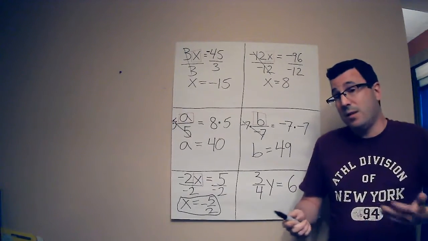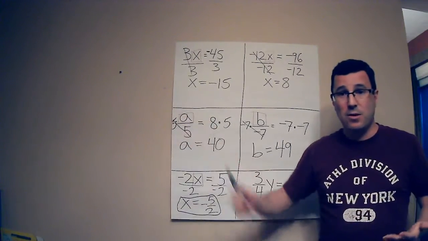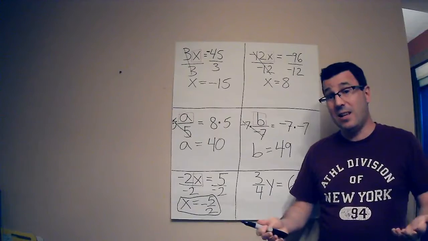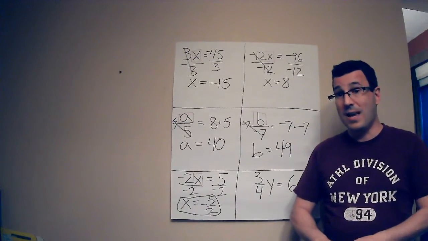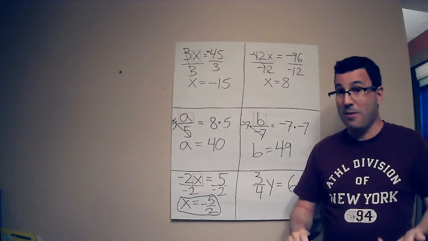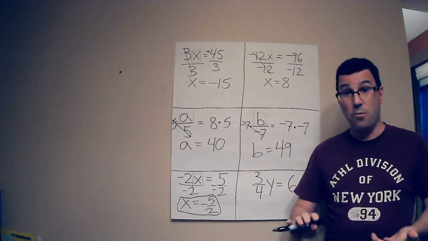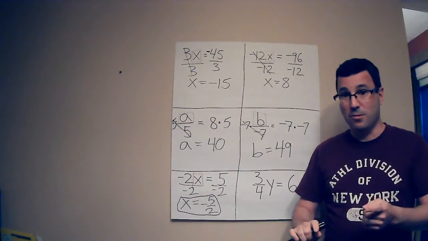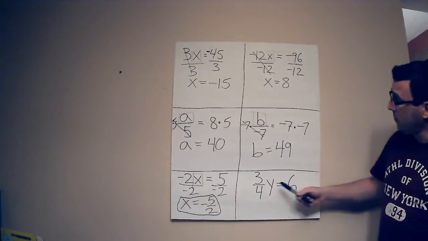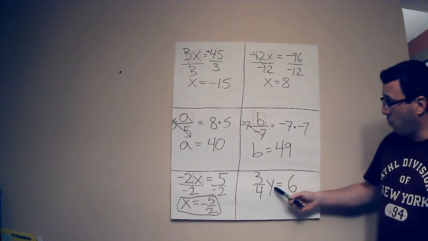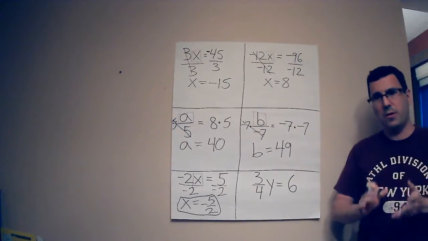Okay? But sometimes when you divide, it's not going to come out nice. It might come out as a long string of decimals. Then it'll have to tell you to round to a certain point. And I might make a video about rounding because a lot of students who should know how to round don't know how to round. So look for that. The last one here, 3/4 y equals 6.